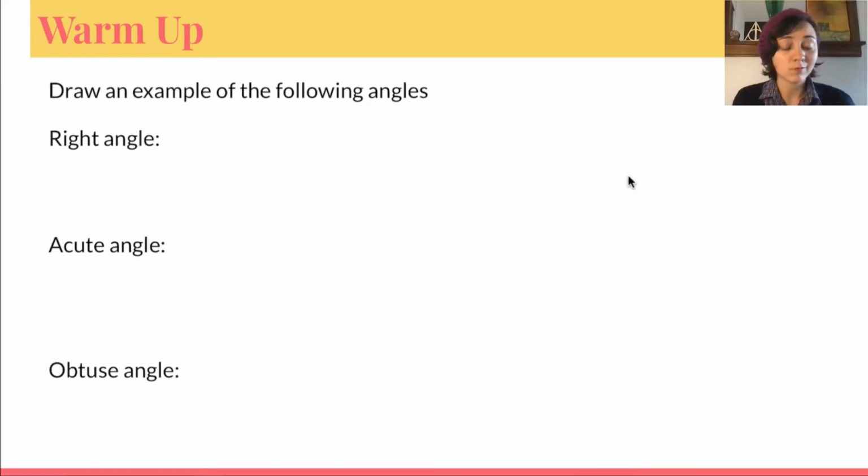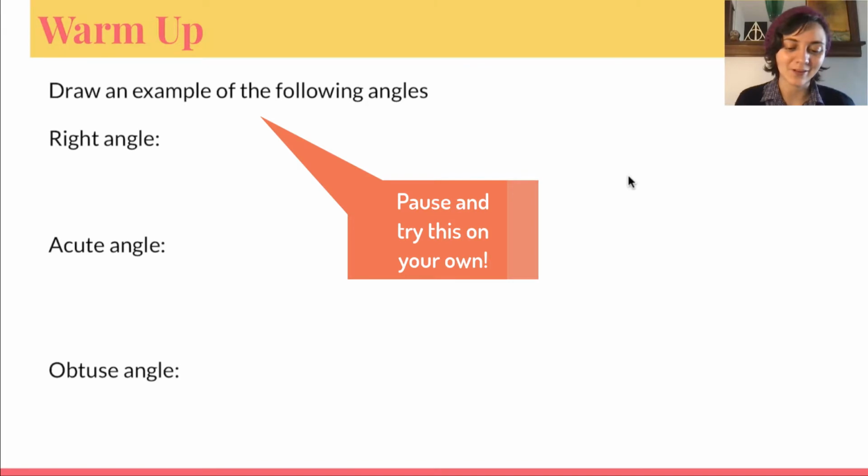So I just want you to go back into the depths of your brain and remember how to draw the following angles: a right angle, acute angle, and an obtuse angle. So go ahead and pause the video and try those out.